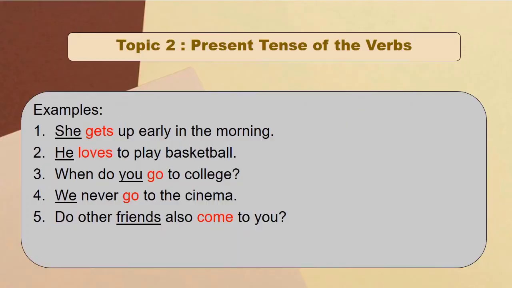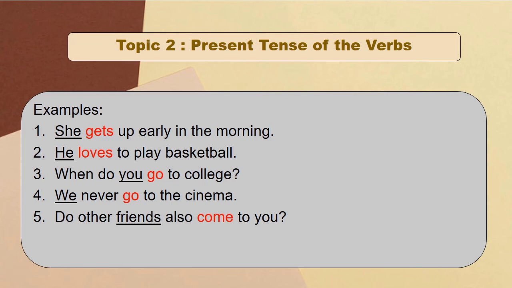Examples: She gets up early in the morning. He loves to play basketball. The subjects she and he are both singular. Therefore, they use the singular present tense of the verbs gets and loves.